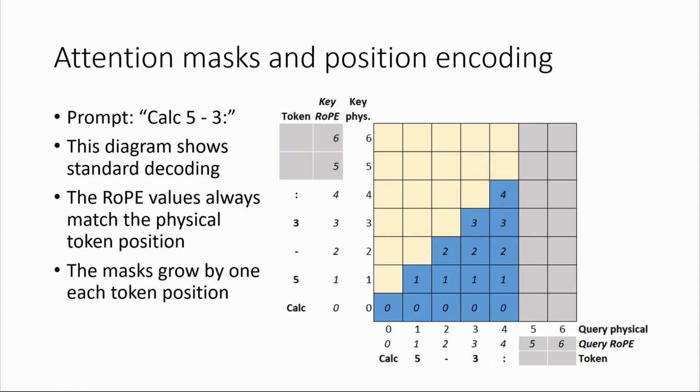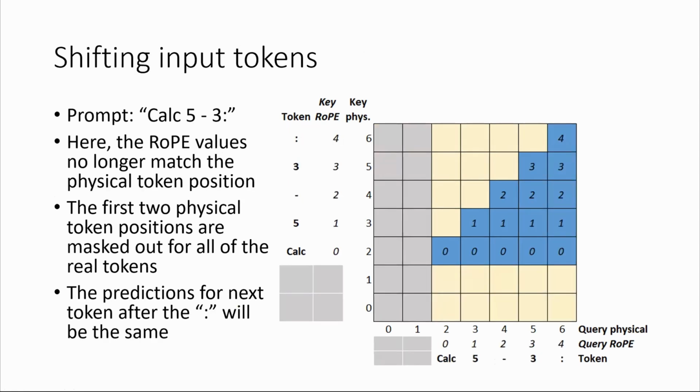All right. So this is the way we do standard decoding. The first thing I'm going to do is say, what if I just shifted things and added 2 blank spaces of ignore-this-garbage to the beginning of my token sequence? So now I've shifted it 2 to the right, and so I have 2 tokens of garbage.